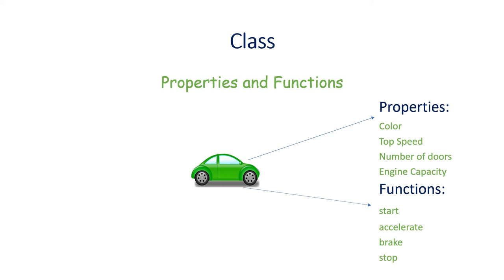If we have another class, person for example, what are the properties of a person? A person must have name, age, height, weight. These are the properties of a person. And the functions of a person will be, for example, he must talk, he must walk, he must sleep, or something like that. These are the functions of the person. So let's move into our code editor and make a class.